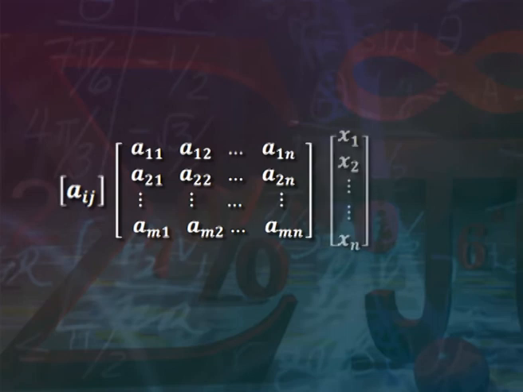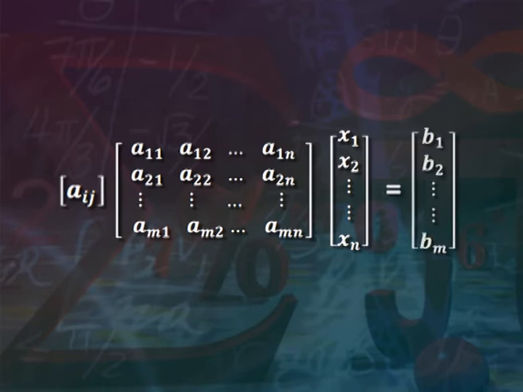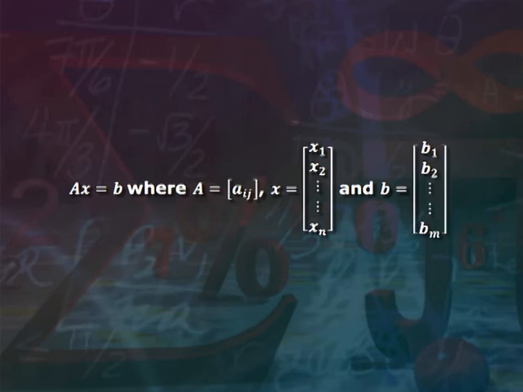In general, we have m equations in n variables, which can be written as the matrix Aij multiplied by the column vector x1, x2 up to xn is equal to the column vector b1, b2 up to bm. That is same as Ax equal to b, where A equal to Aij, x equal to column vector x1, x2 up to xn, and b is equal to b1, b2 up to bm.